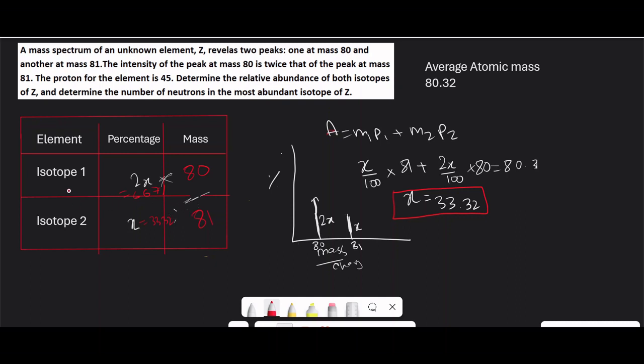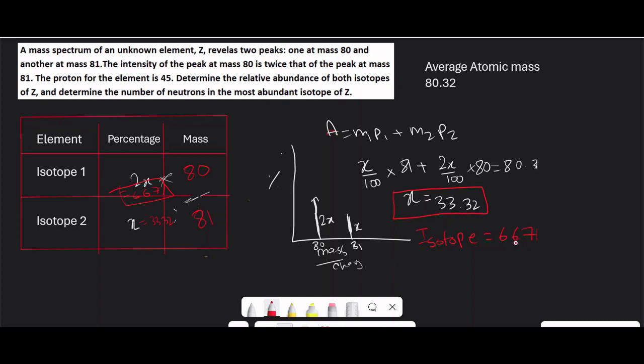So we have 2 isotopes, and which one do we have the most? We have this one, 66.7. So isotope 1 has 66.7%. So this one is my most abundant isotope. And what it asks me to find is the number of neutrons. Okay, how do we find out the number of neutrons?